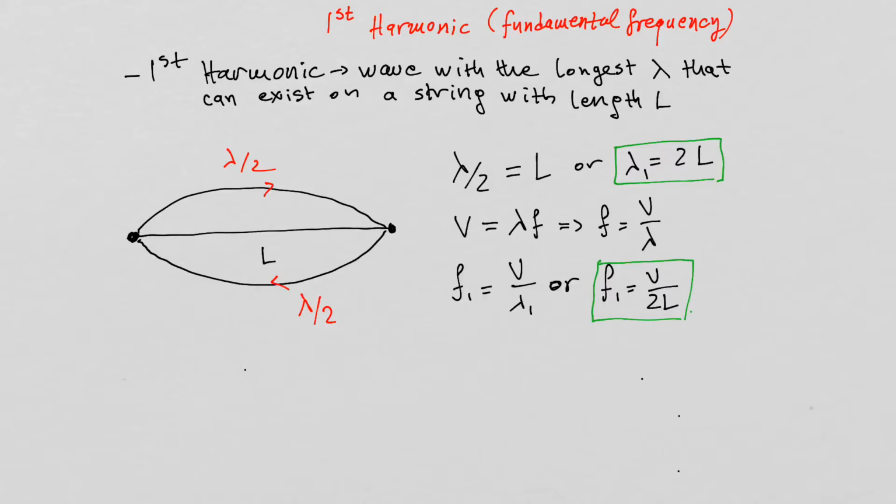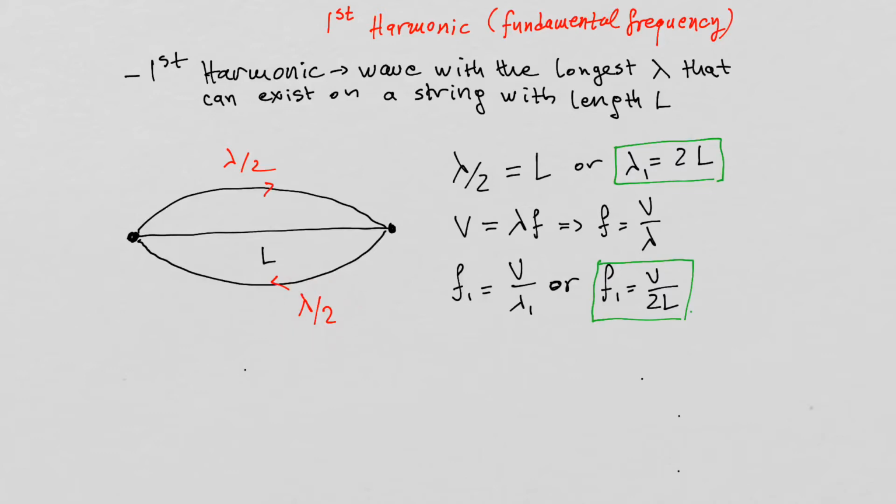So the first harmonic is the wave that has the longest wavelength lambda that can exist on the string, in this case with length L. So here is my string. It is fixed at both ends. It has length L. And so the wave with the longest wavelength that can exist on the string will have two branches. We have a branch with length lambda over 2, half the wavelength, as the wave propagates from left to right. Then the wave will reflect from the right fixed position, and then it's going to go back towards the left. And so that generates another branch with length lambda over 2.